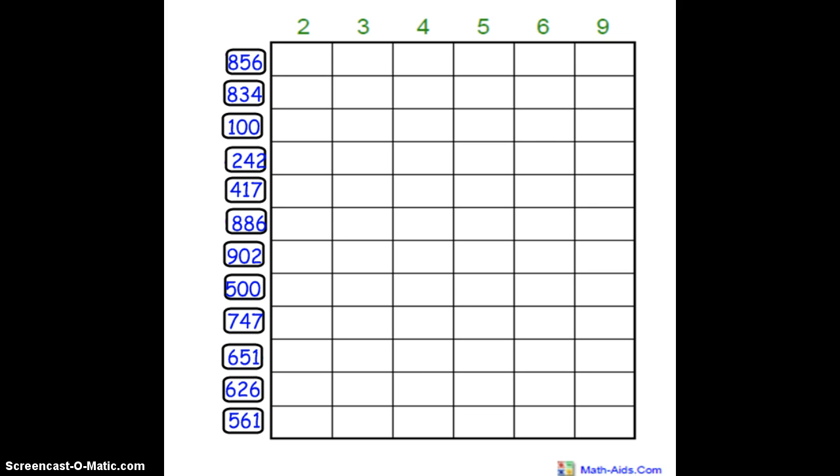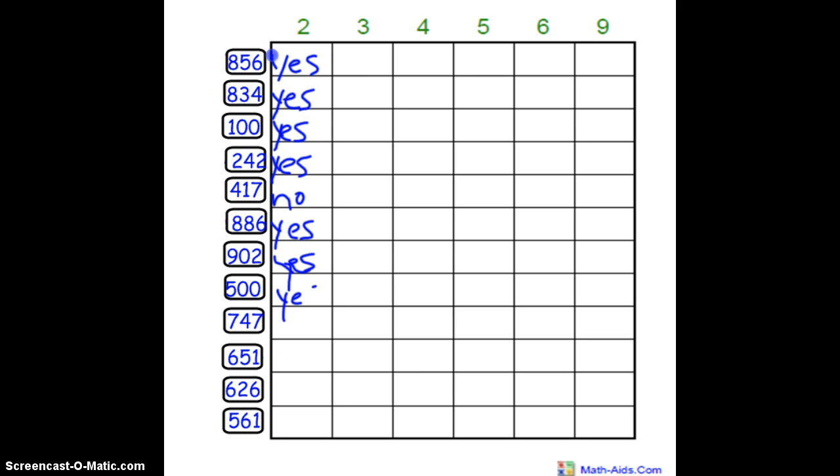Alright, so first we're looking at 856, and we're deciding whether it's divisible by 2. Remember, to be divisible by 2, it needs to be even. So we'll write yes for that one. In fact, we could just go down the 2's row and say yes, it's even, yes, 100 is even, and yes, 242 is even. This one's a no, because it's 17, it is not divisible by 2. This one is a yes, it ends in 2, so yes.